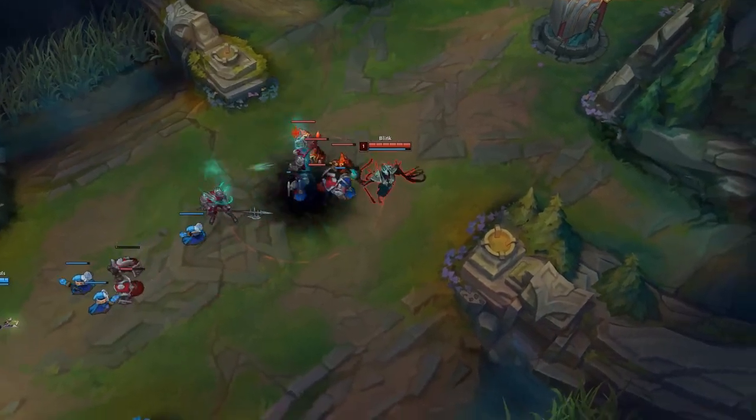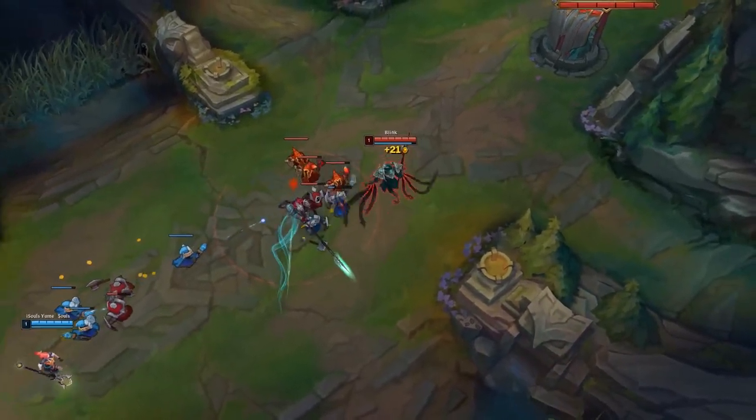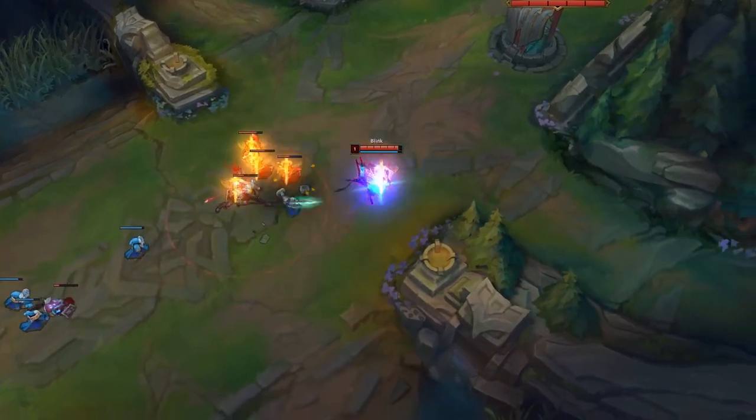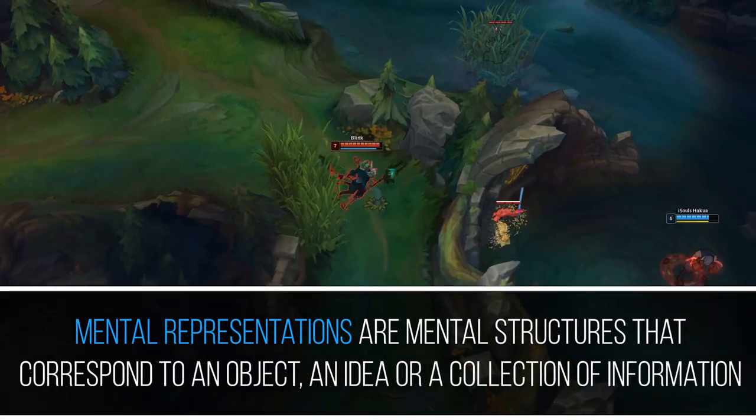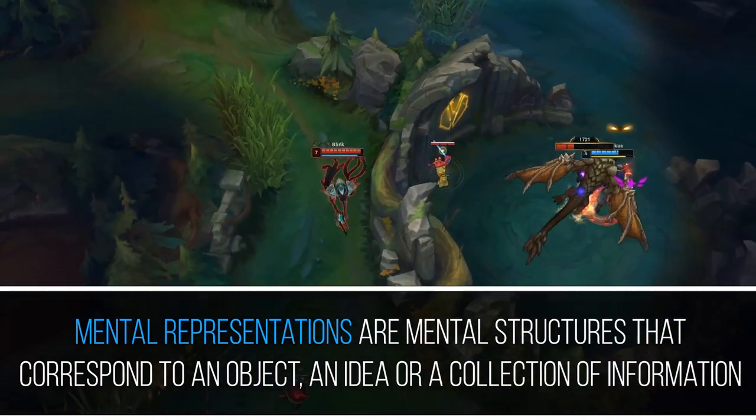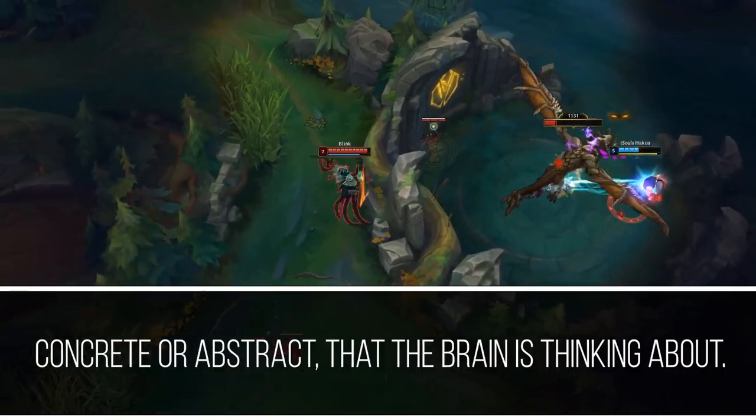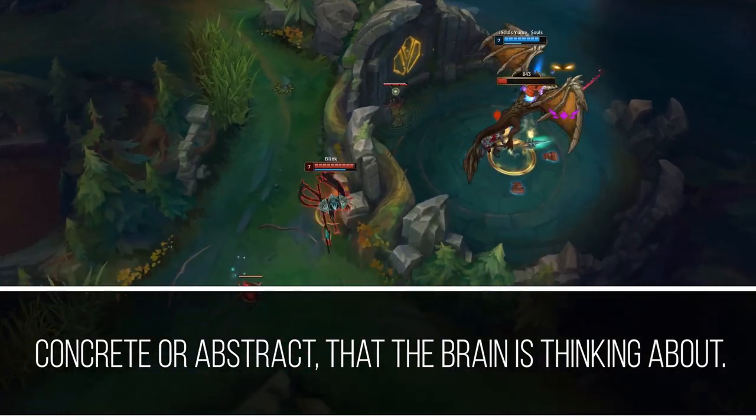In this installment of the Psychology Applied to League series, I'm gonna explain the concept of mental representations, what they are, how expert performers develop them, and why they are so important in League of Legends. Mental representations are mental structures that correspond to an object, an idea, or a collection of information, concrete or abstract, that the brain is thinking about.